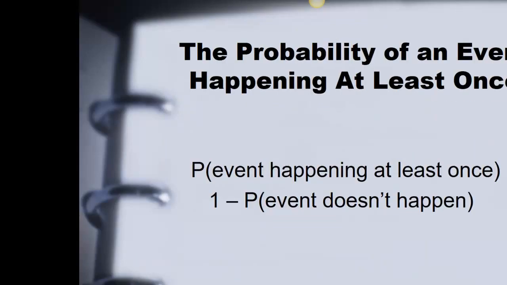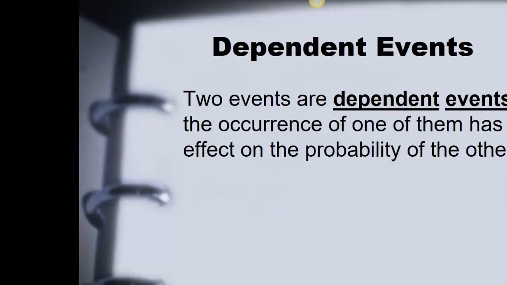Last example, I believe. The probability of an event happening at least once. This is the formula that we're using. P of event happening at least once is equal to 1 minus P of event doesn't happen. Okay, so I'm wrong. We have some more slides here.